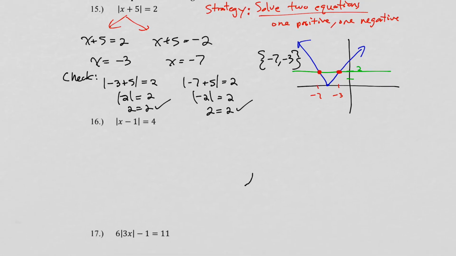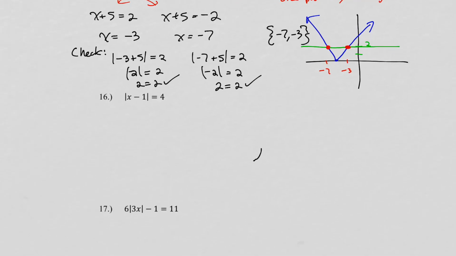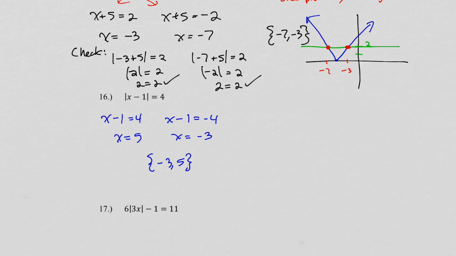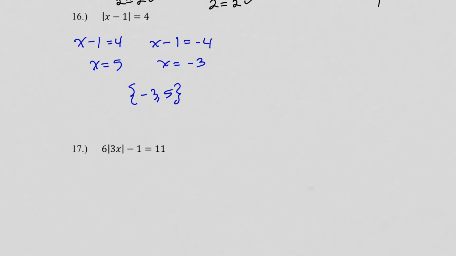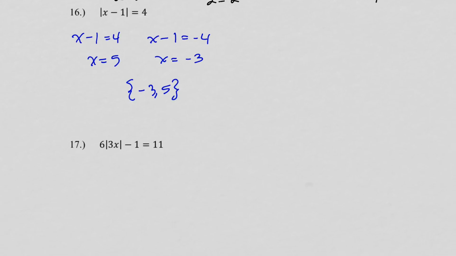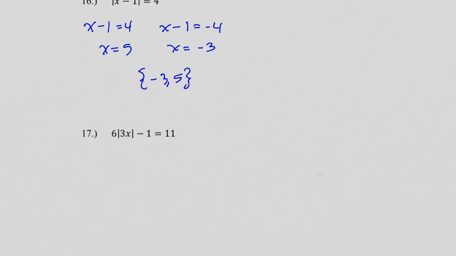And we're going to go ahead and try number 16 on your own. Pause the video and see you in a few minutes. Okay, so we're back and the solution is -3, 5. So it's pretty straightforward. You can check those if you want, graphically or numerically. And let's continue here. So we have a weird looking one, number 17.